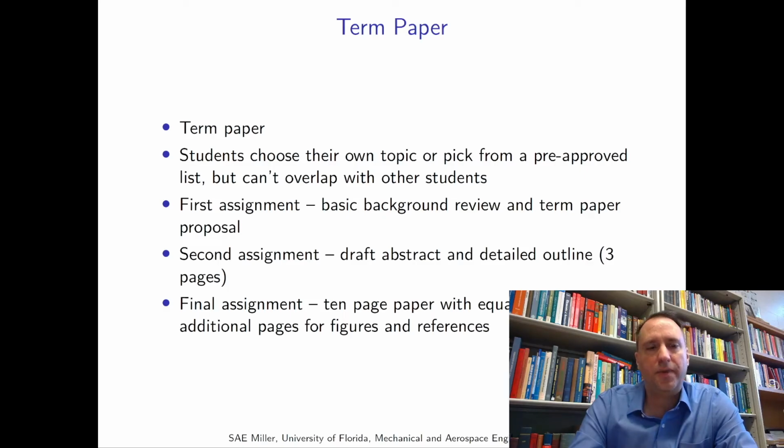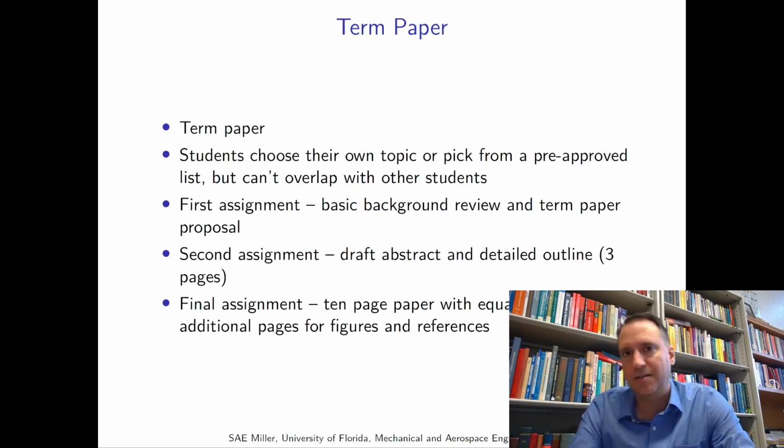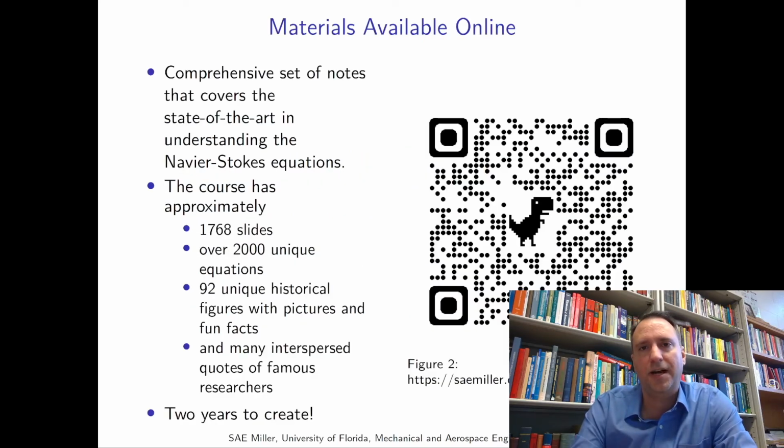The students also had to write a term paper. They would choose their own topic, and it'd be about a 10-page paper at the end of the semester. They'd have to turn in a basic background review of the term paper, then draft an abstract with a detailed outline. That's usually 3 pages. And at the end of the term, they would turn in about a 10-page paper, and they could choose any topic as long as it's related to the Navier-Stokes equations and more theoretical in nature. And of course, these are fun to read as a professor because I get to learn about the students' perspective and what they know and what they took away from the class.